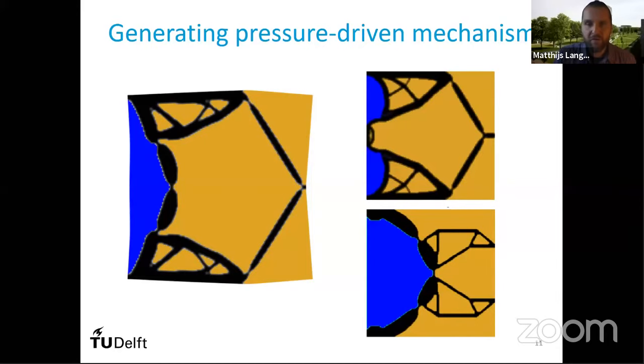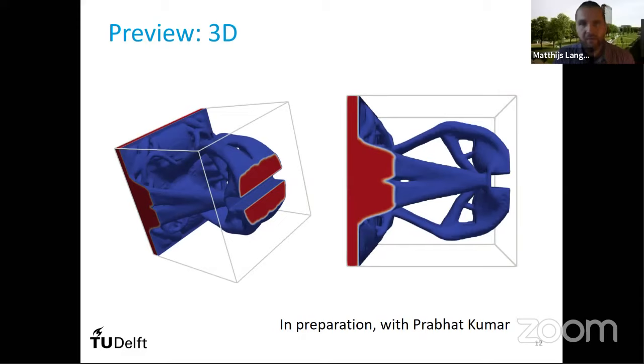But before concluding, let me show one more thing, which is actually not in the paper. We've been continuing on this topic towards the intended soft robotics optimization, and this is one of the first 3D results. The whole formulation also applies in 3D, so the same PDEs you can discretize for a 3D problem. And this is an example of a gripper that we are working on.